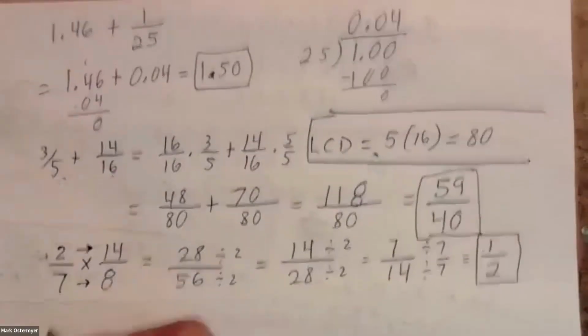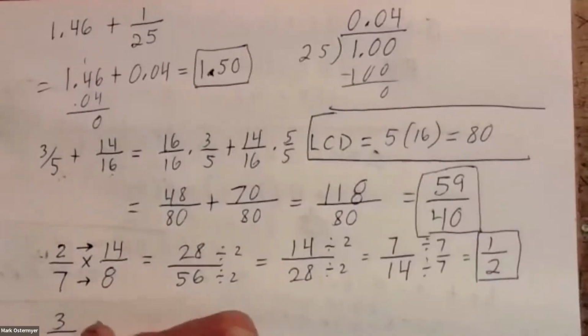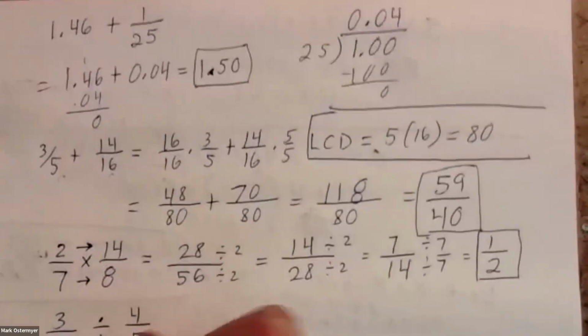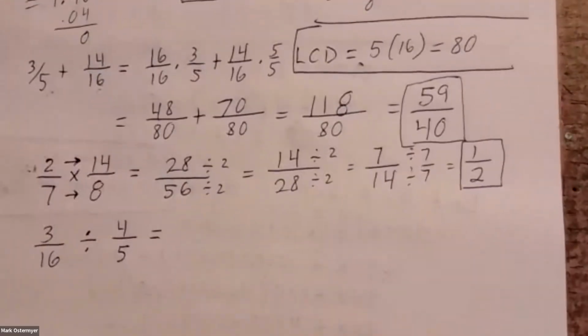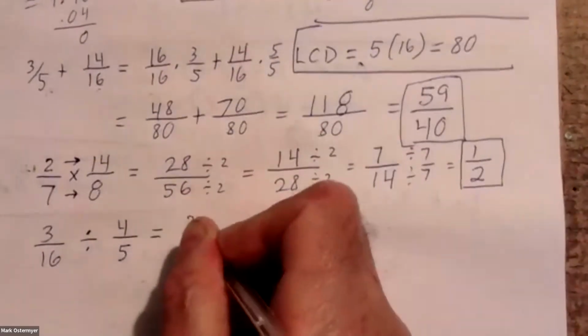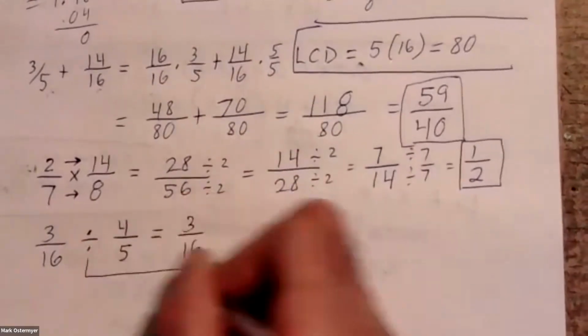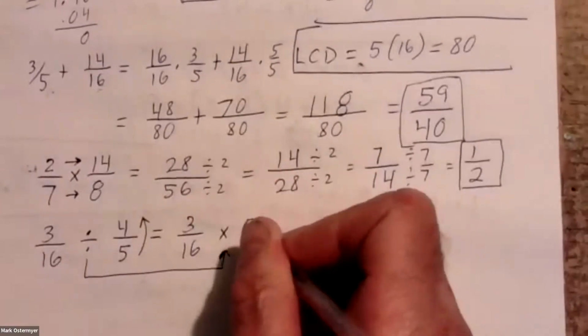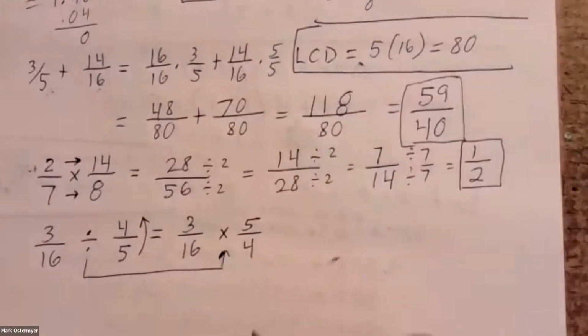All right, now it's 3/16 divided by 4/5. I can't see your paper. Okay, I gotta move it up. Hold on a second here. Like that? Okay. Yes. How do we divide fractions? We change division always to multiplication. And we gotta flip the second fraction upside down, so that's times 5/4.